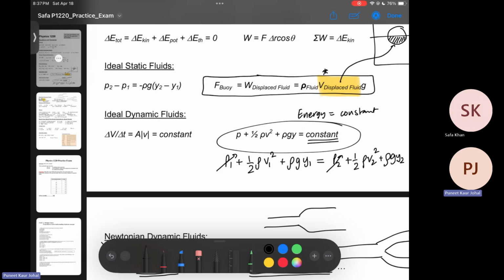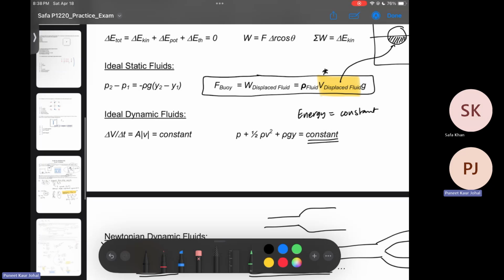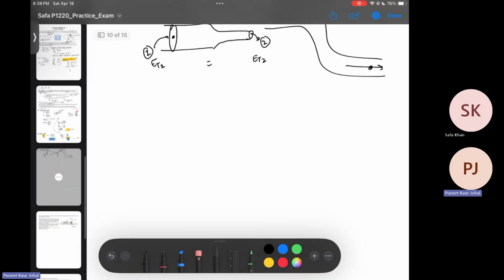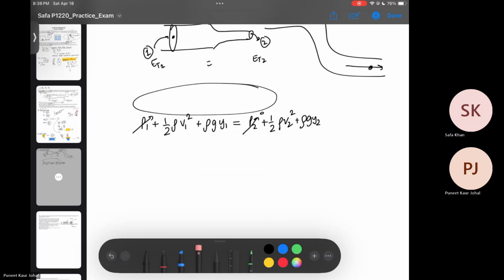This is 850. This was just zero. Maybe I should hold on. Let me just do it where the question is. I'm just gonna cut it and paste it here.